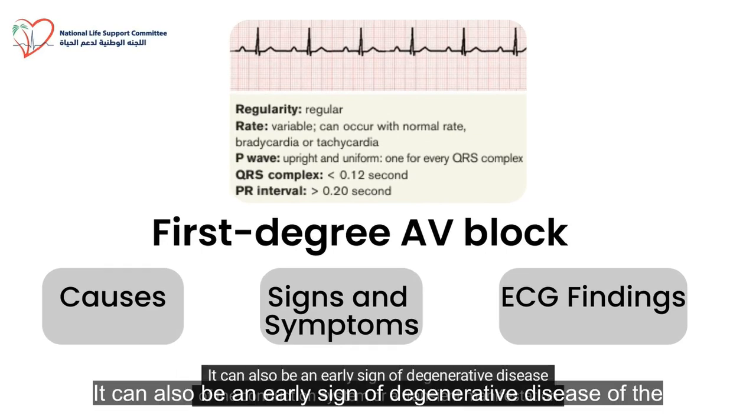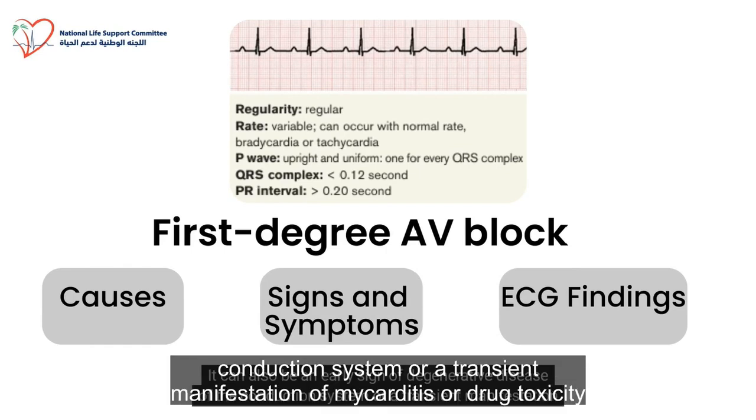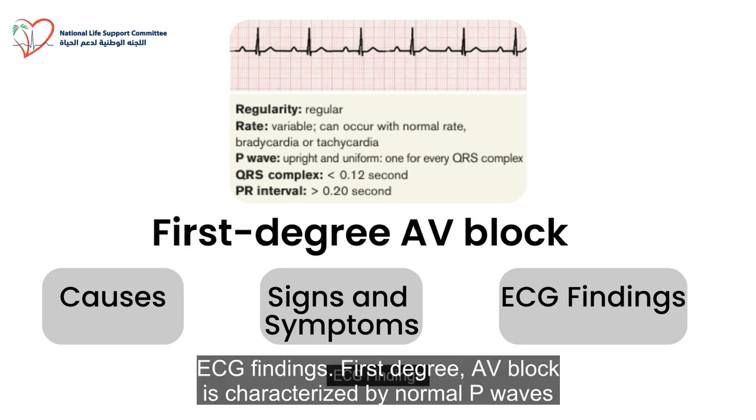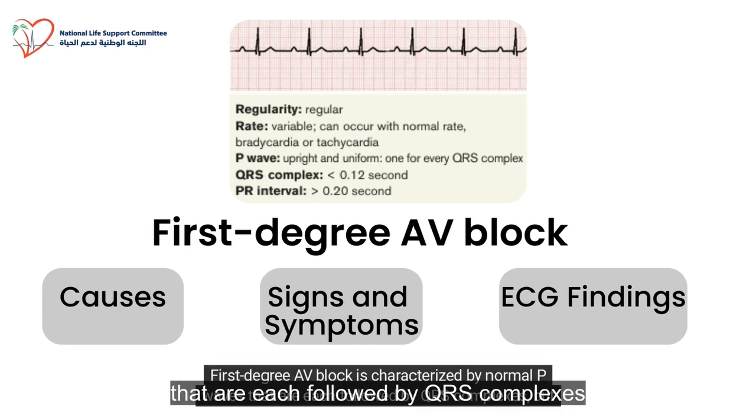Causes. First-degree AV block may be a normal finding in athletes and young patients with high vagal tone. It can also be an early sign of degenerative disease of the conduction system or a transient manifestation of myocarditis or drug toxicity. Signs and symptoms. First-degree AV block rarely produces symptoms. ECG findings. First-degree AV block is characterized by normal P waves that are each followed by QRS complexes.